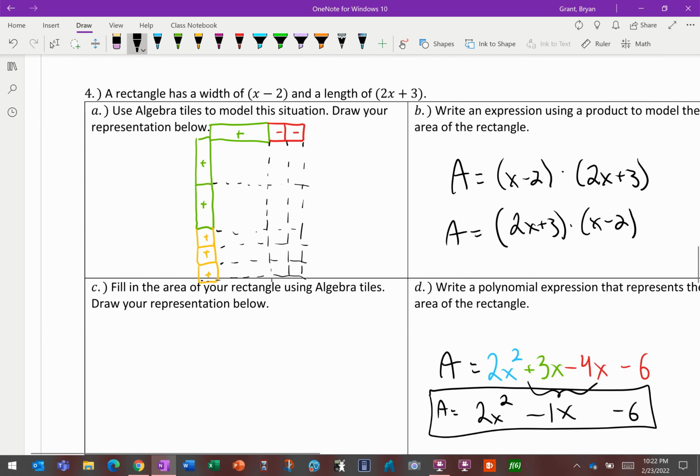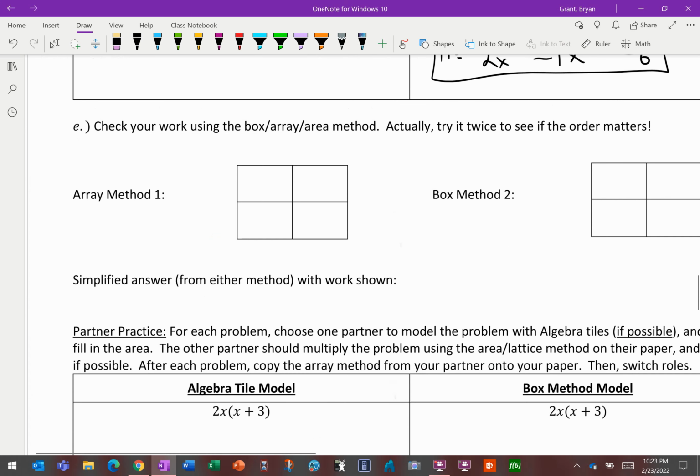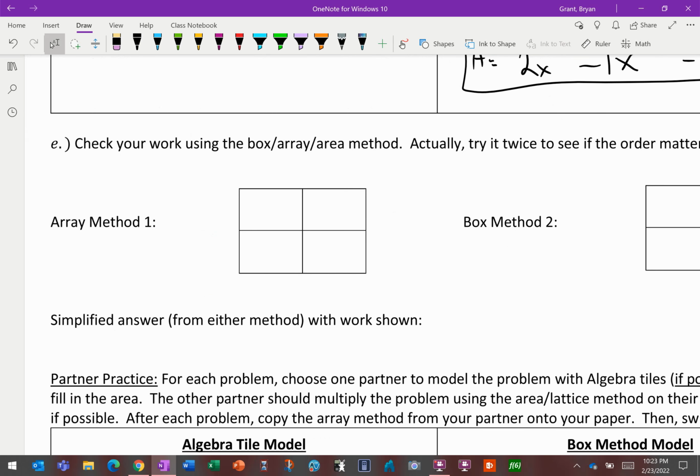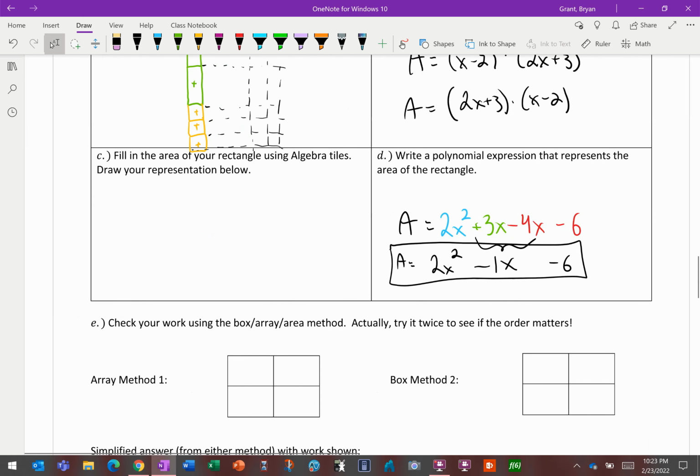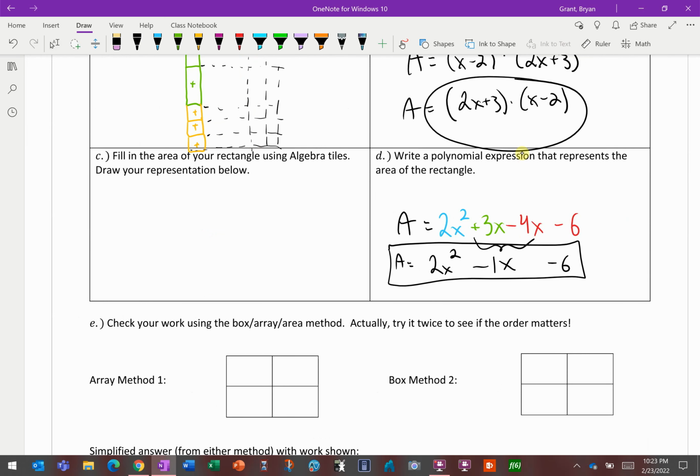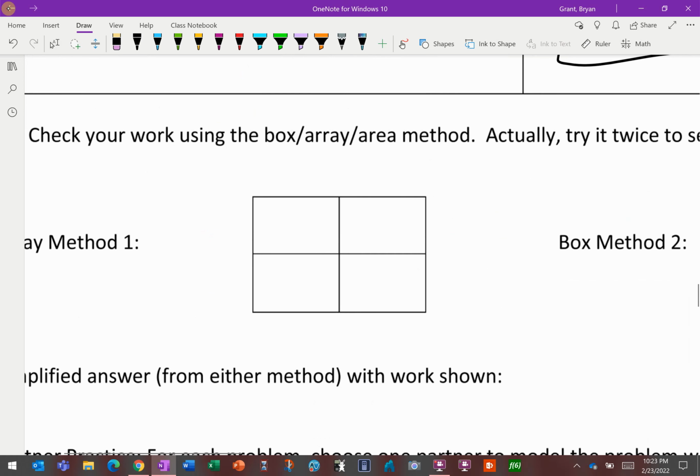Now again, it gets pretty tedious to have to write out all these algebra tiles, so we probably need a faster way to do it. And the faster way is to really, instead of writing x and x, write it as 2x. Instead of 1 plus 1 plus 1, write it as 3. And we do that by making a 2 by 2 box or array. Okay, so we're going to go ahead and take this 2x plus 3 and x minus 2 and work it in here. We had a 2x with a positive 3, and we had an x with a negative 2.